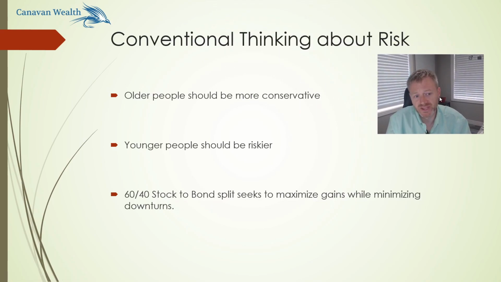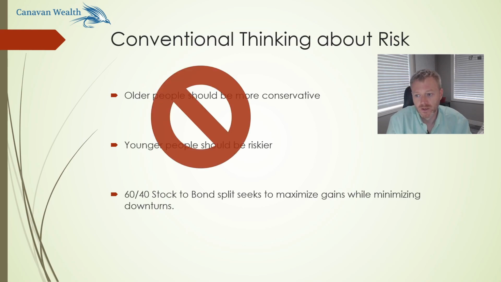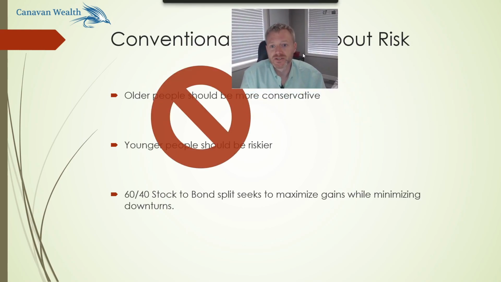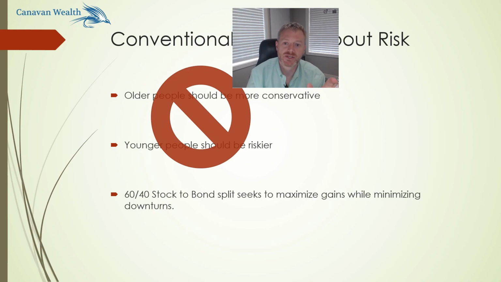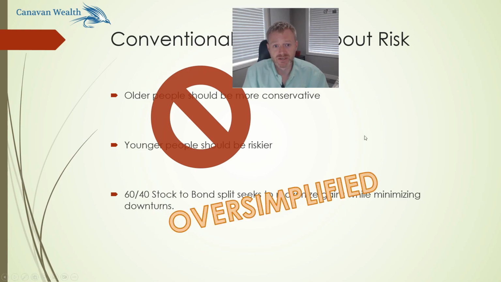Okay, so this conventional thinking, older people should be more conservative, younger people should be riskier. Throw it out. It's garbage. It's probably done the most damage to clients and folks that I've talked to if you think like this. I'm older, I'm close to retirement, then I should just be more conservative. Or I'm young, and thus I should just be very aggressive. We've already talked about how the 60-40 kind of split is just oversimplified.